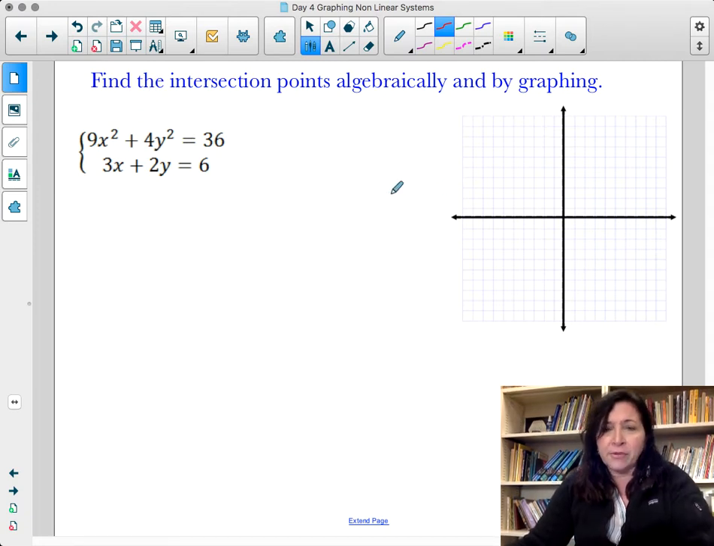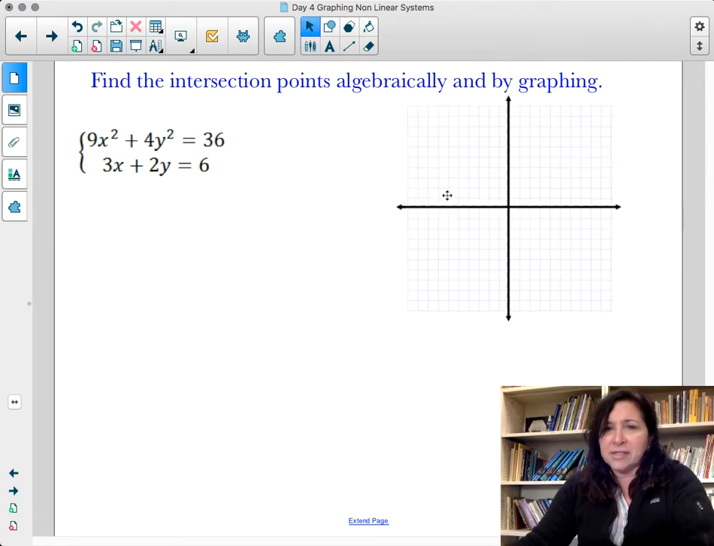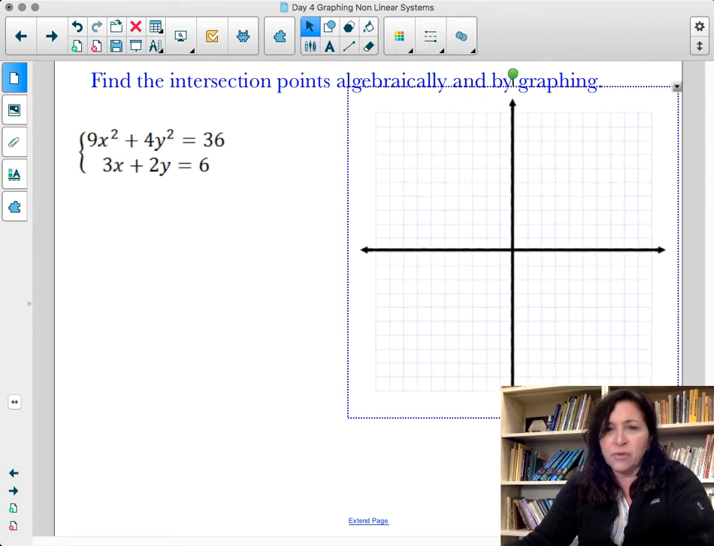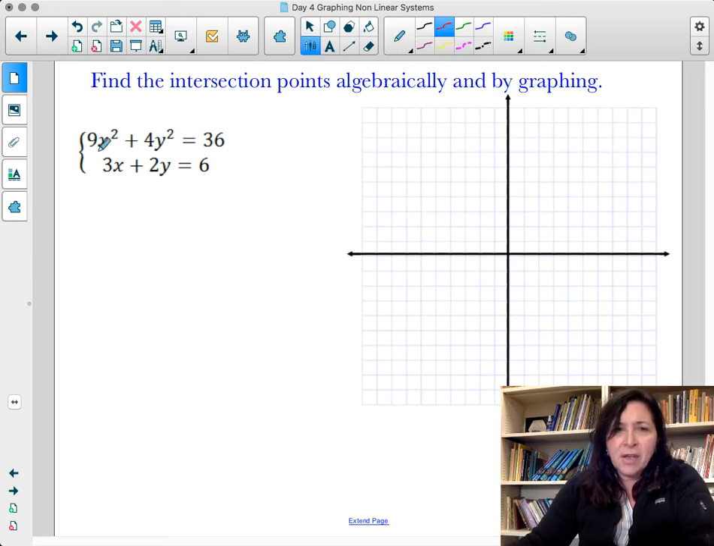Some of these problems are a lot easier than others, okay? And some of the problems, you're going to be able to see what the intersection point is as soon as you graph it, while others are not going to be as easy, okay? So for this one right here, what you have to be aware of is, what is that? That's an ellipse, because these 2 numbers are different.